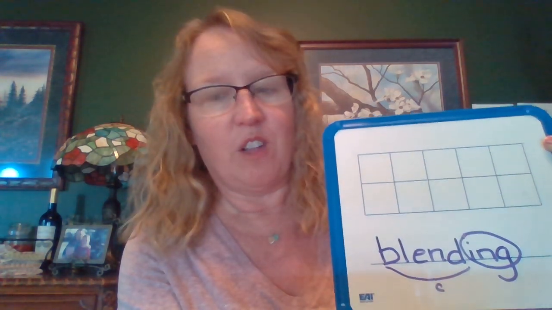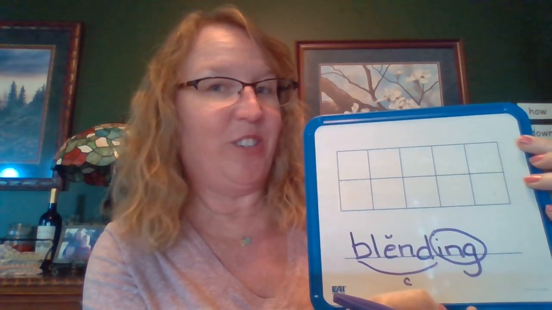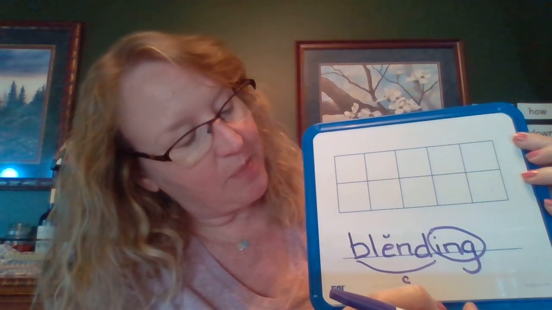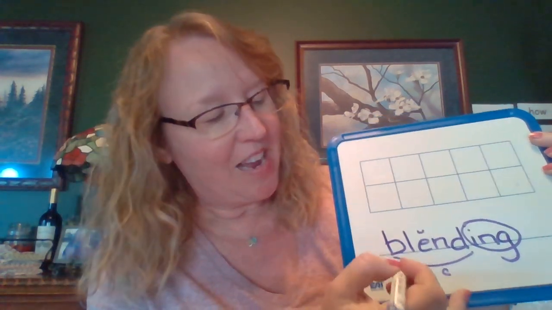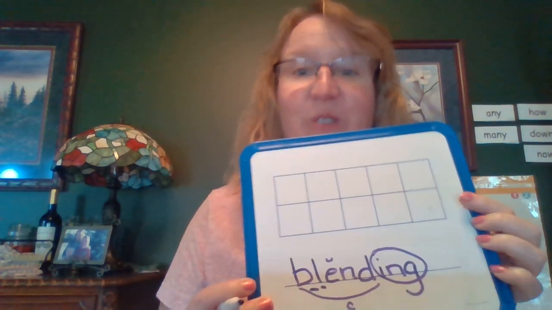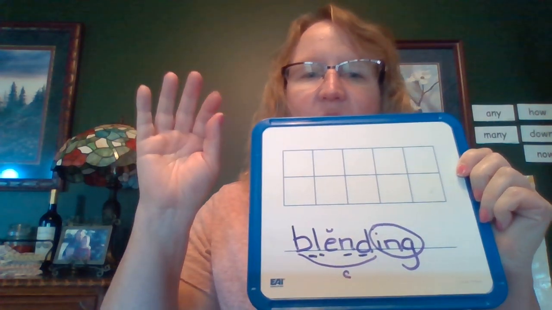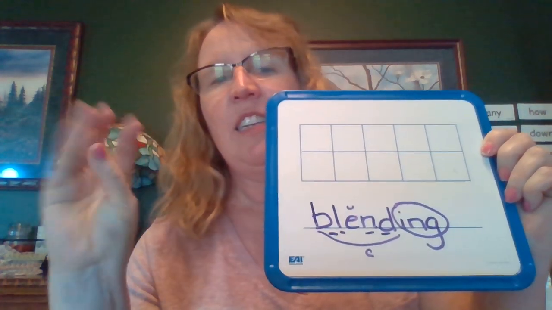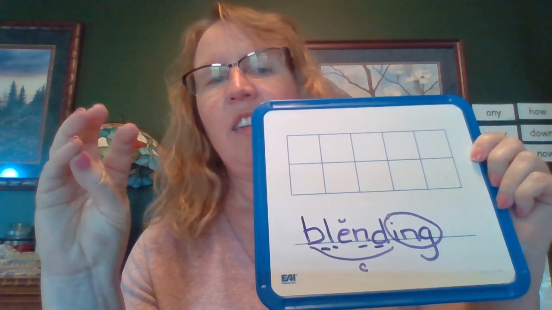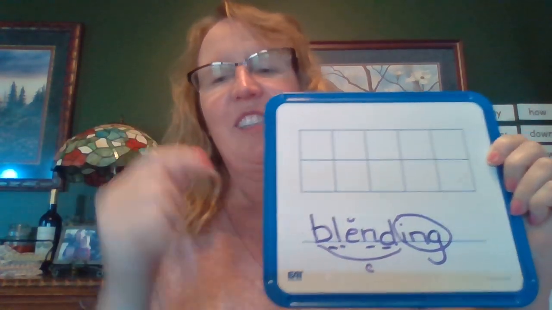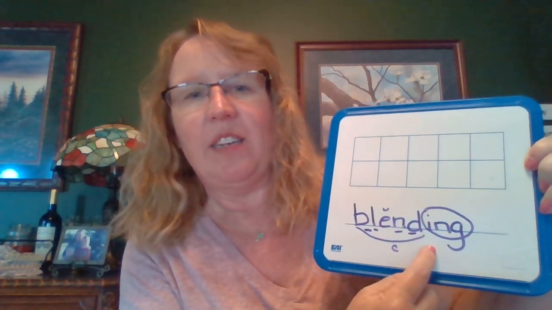So I'll put my C down here for closed syllable. And I'll put my breve above my E. All right, good. Anything else you see in this word? Anything else we can mark up? I see a blend with BL. Oh, there's another blend, isn't there? ND. Look at that. Every letter is accounted for in this word. Every letter. All right. So we have blend, blend, blend. So it is blend, blending.